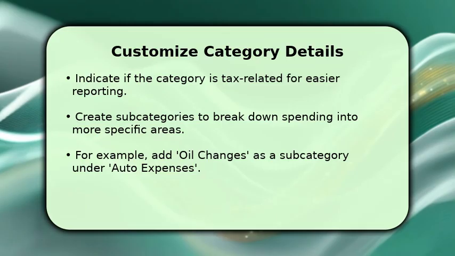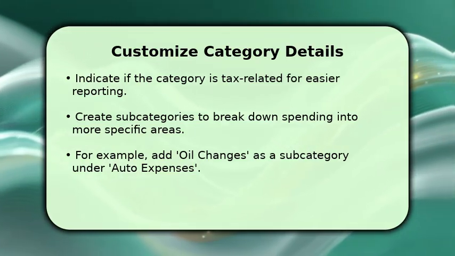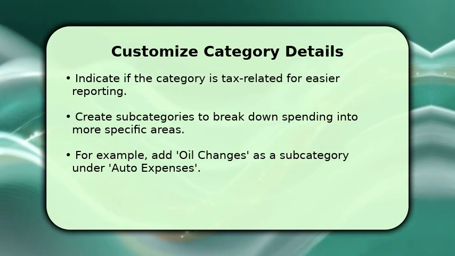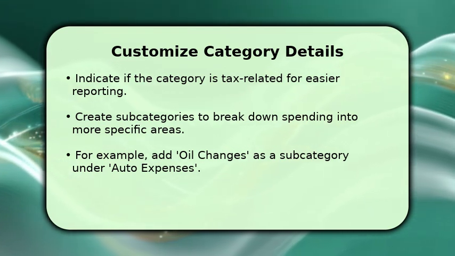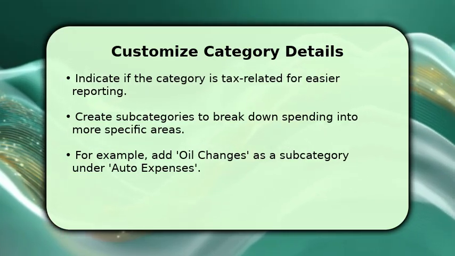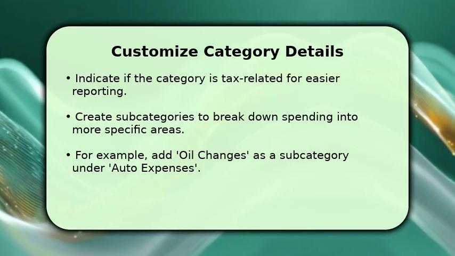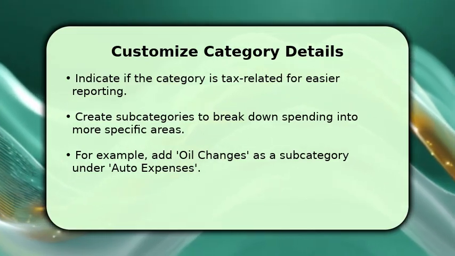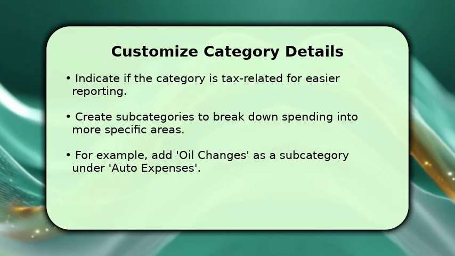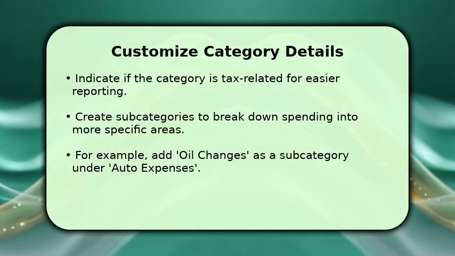Next, you can further customize your category. Decide if this category should be included in tax reports. For example, medical expenses might be tax-related. You can also create subcategories to break down spending even further, such as car maintenance under auto expenses. This level of detail helps you gain deeper insights into specific areas of your budget. Remember to save your changes to apply the new settings.